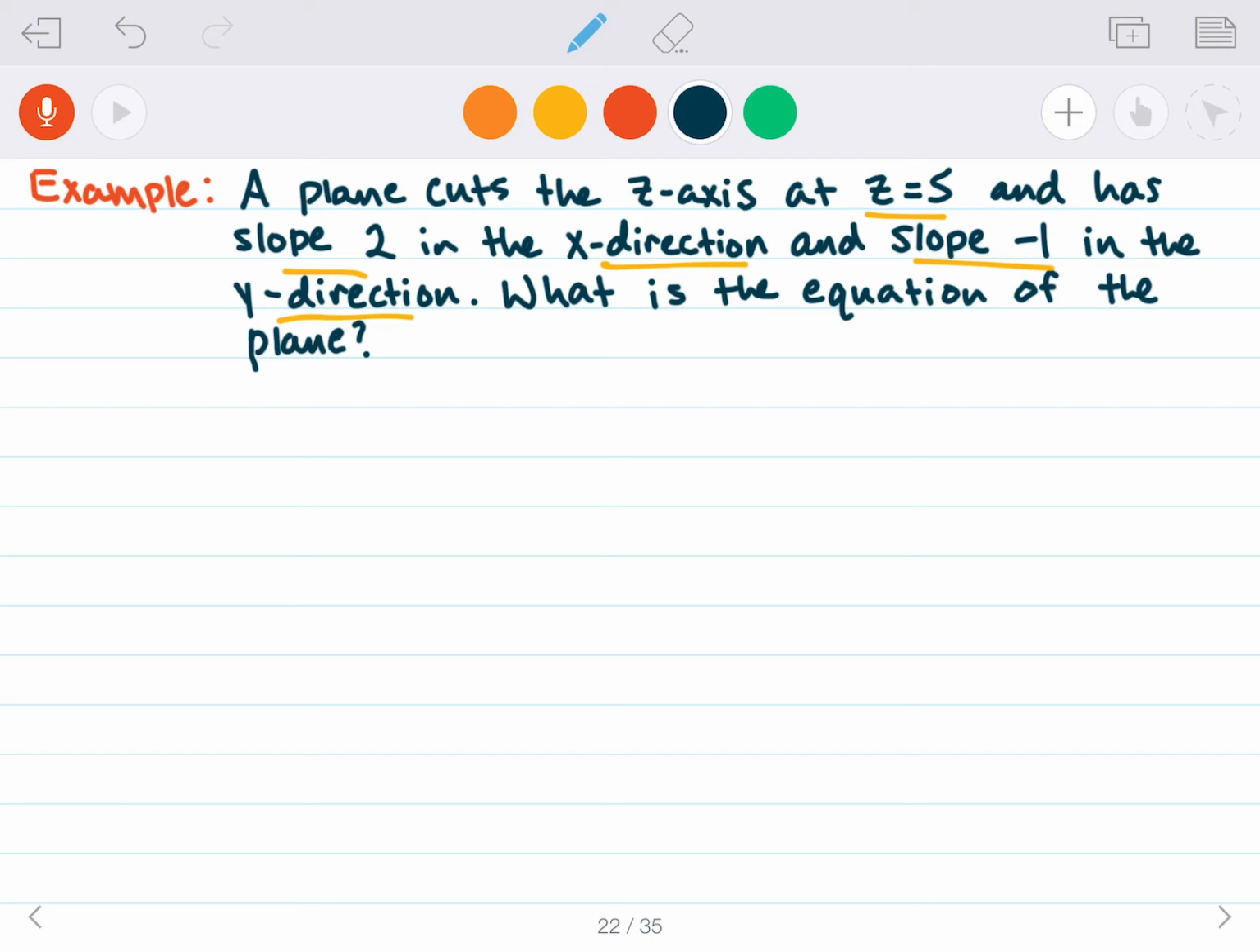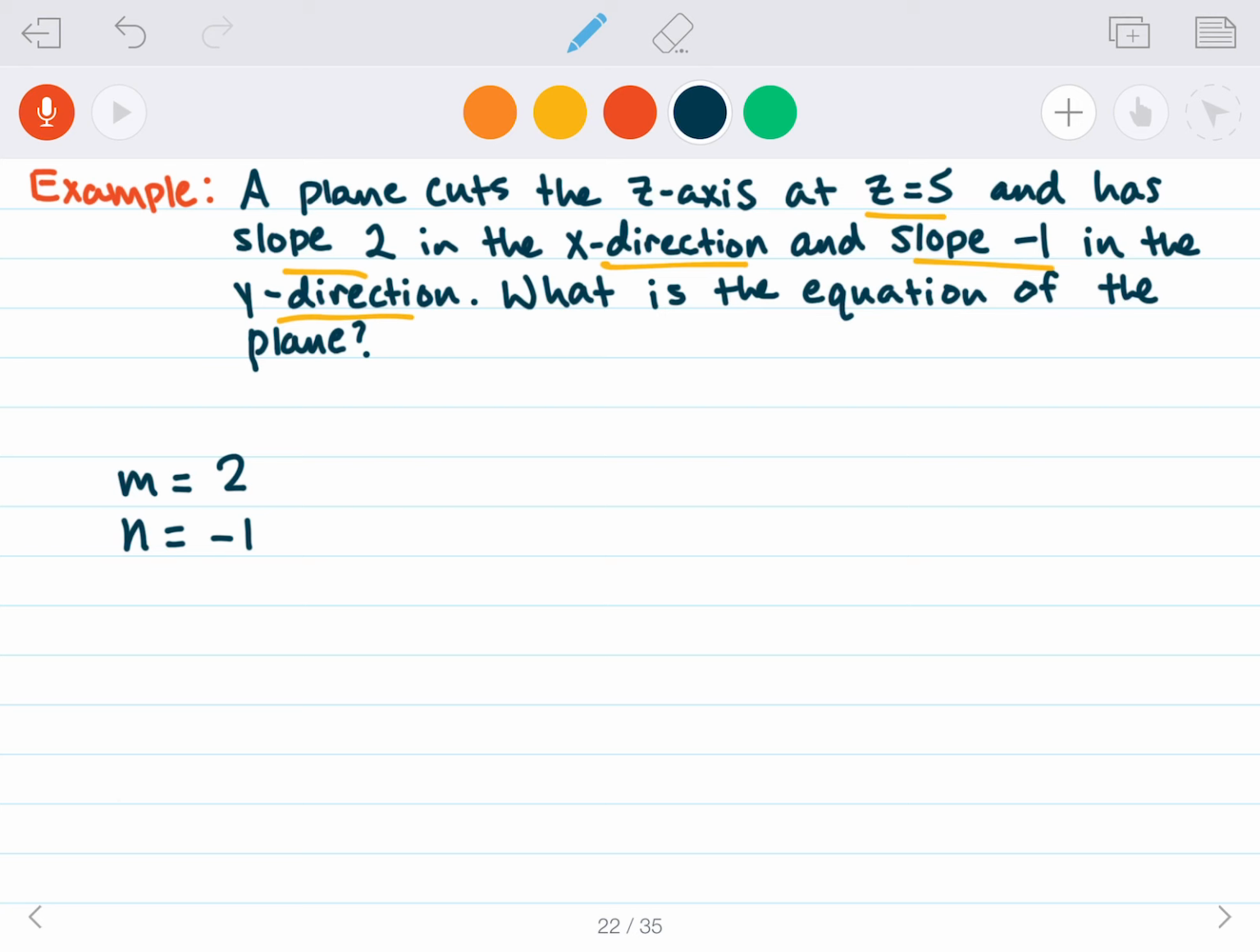Alright, so we're given some information here. First of all, we know that a plane cuts the z-axis at z equals 5 and has a slope of 2 in the x direction and a slope of negative 1 in the y direction. So for sure, we know that the slope in the x direction is 2, and the slope in the y direction is negative 1. Okay. What else do we know here?